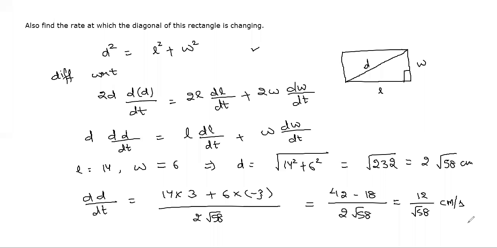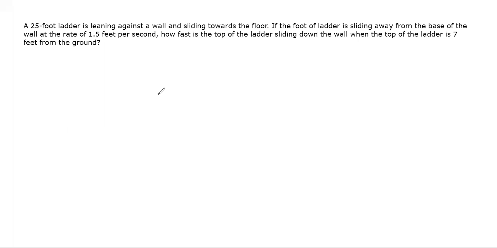Now let us discuss another example where a 25 foot ladder is leaning against a wall and is sliding towards the floor. If the foot of the ladder is sliding away from the base of the wall at the rate of 1.5 feet per second, how fast is the top of the ladder sliding down the wall when the top of the ladder is 7 feet from the ground?